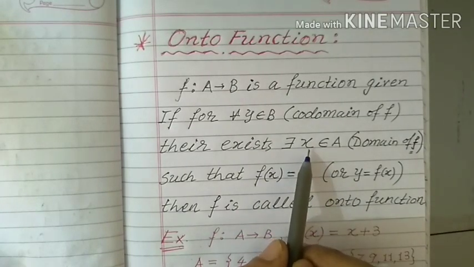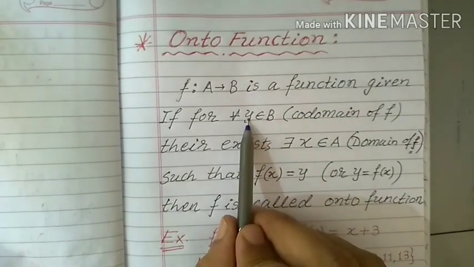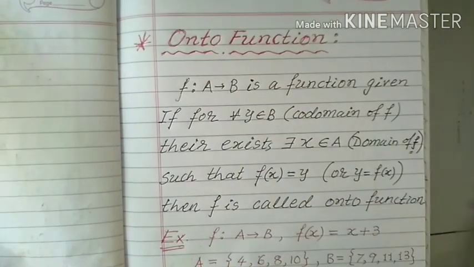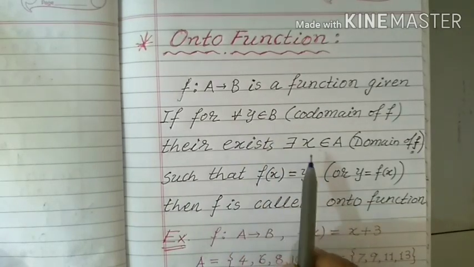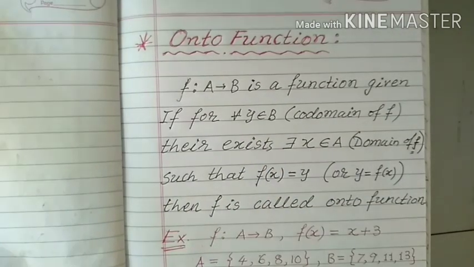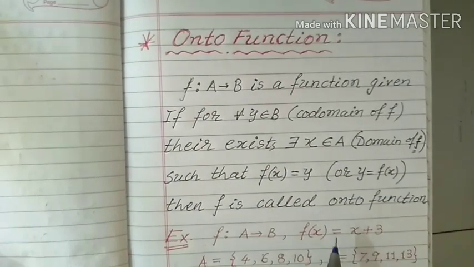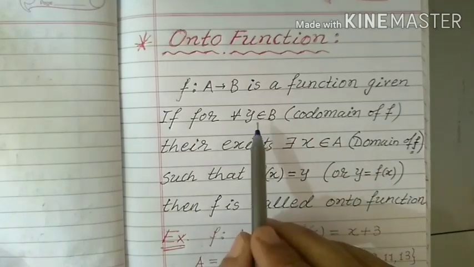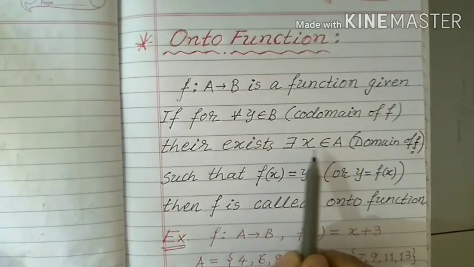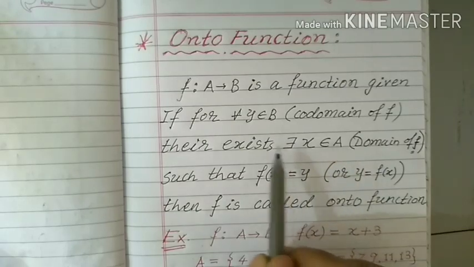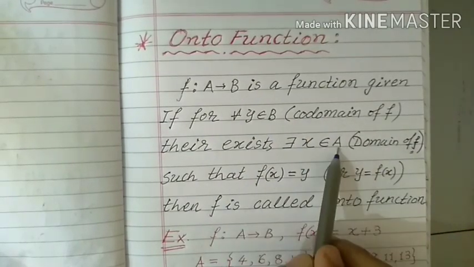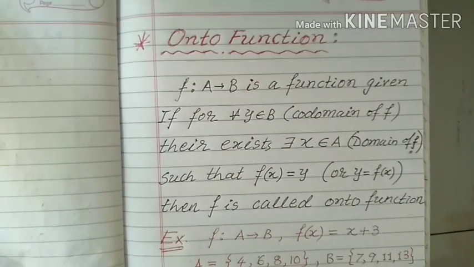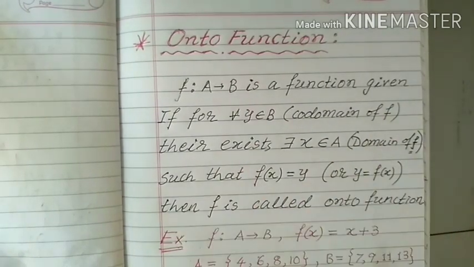We know that y is the image of x in the function, and x is the pre-image of y. Do remember these two terms, image and pre-image. Here we have to show whether there exists any x belongs to A for every y belongs to B. A is the domain, B is the codomain. We have to show a reverse process, right?